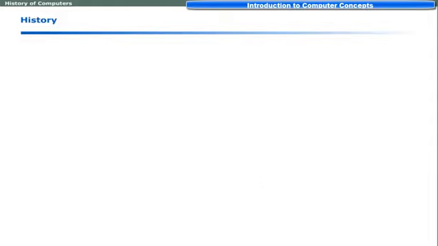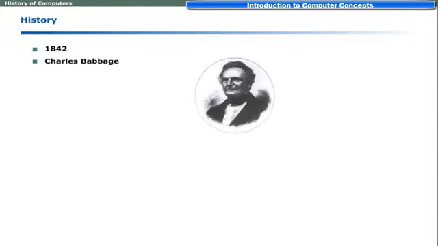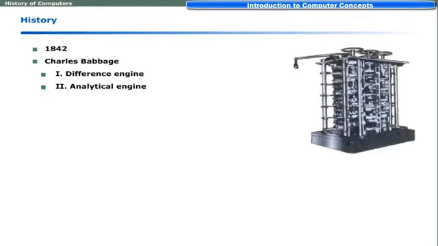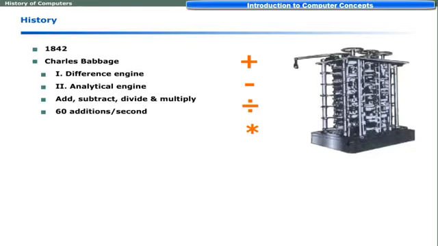Efforts were made by different scientists across the world, and in 1842 Charles Babbage introduced difference engine and then an analytical engine. It was a general-purpose computer that could add, subtract, divide and multiply in automatic sequence. Its average speed was 60 additions per second.